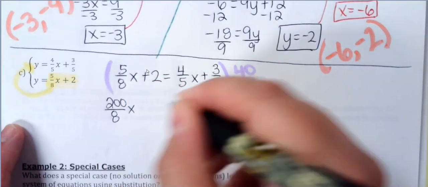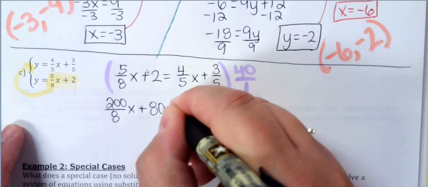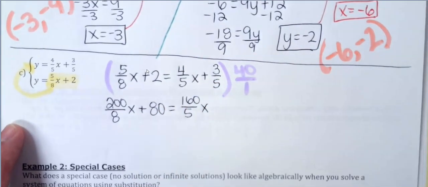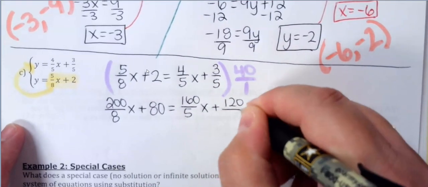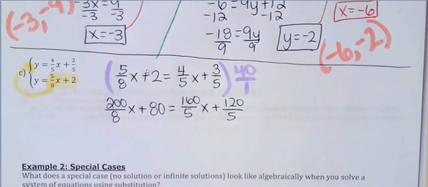So with an x next to this. Okay, now 2 times 40 is 80. 4 times 40 would be 160 over 5. That would have an x next to it. 3 times 40 would be 120. And as long as you've picked a number that both of those denominators go into, those fractions should totally just disappear. So if I do 200 divided by 8, I'm pretty sure that's 25.